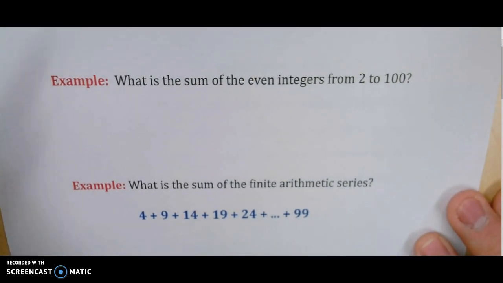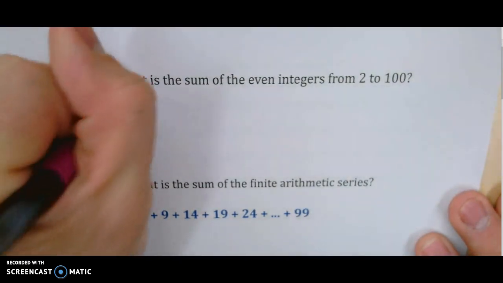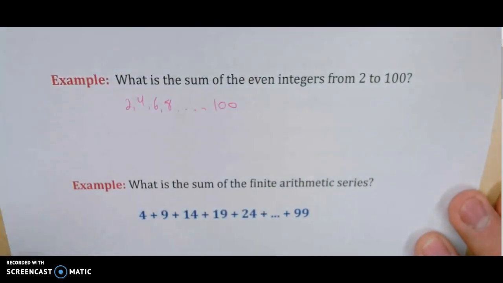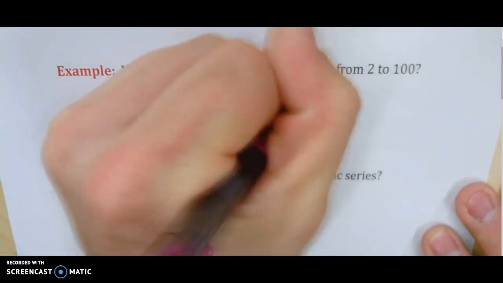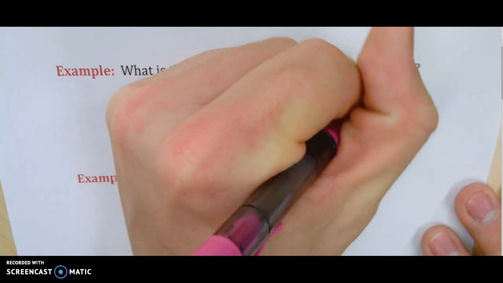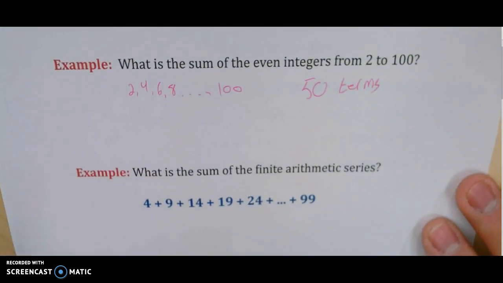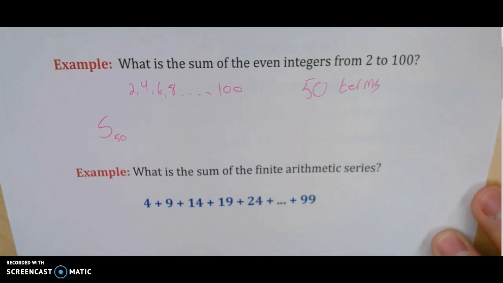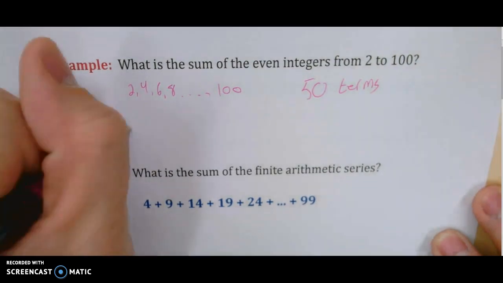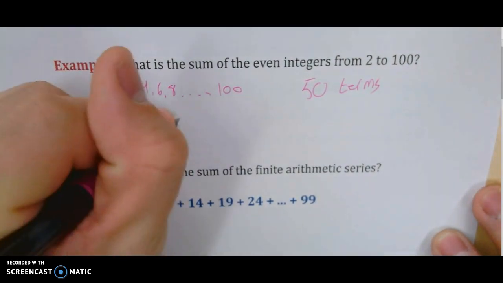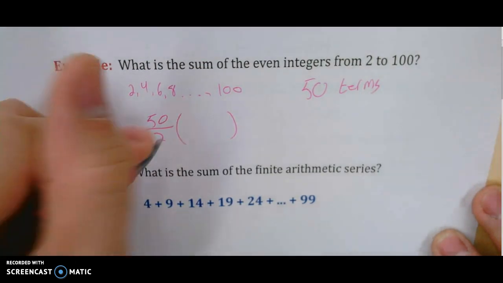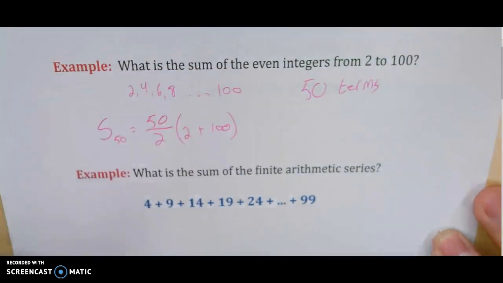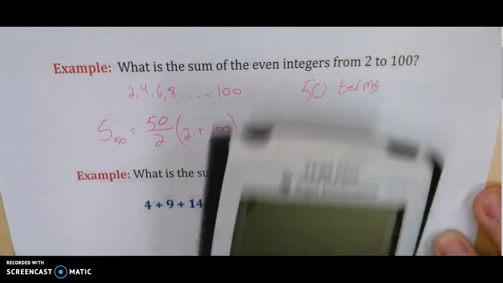The sum of the even integers from 2 to 100. So that sequence would be 2, 4, 6, 8, and so on, all the way up to 100. Well, there are 50 terms total in that sequence. So I'm trying to find the sum of the first 50 terms. Well, if I want the sum of the first 50 terms, I have to take 50 over 2 times my first term, 2, plus my last term, 100, and from here I can go straight to my calculator.